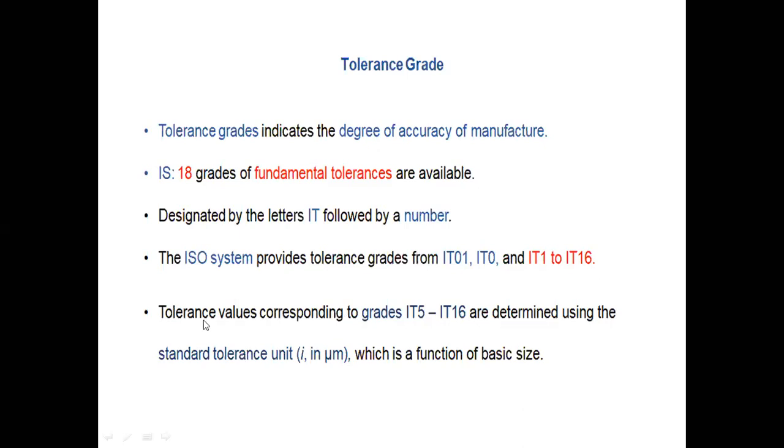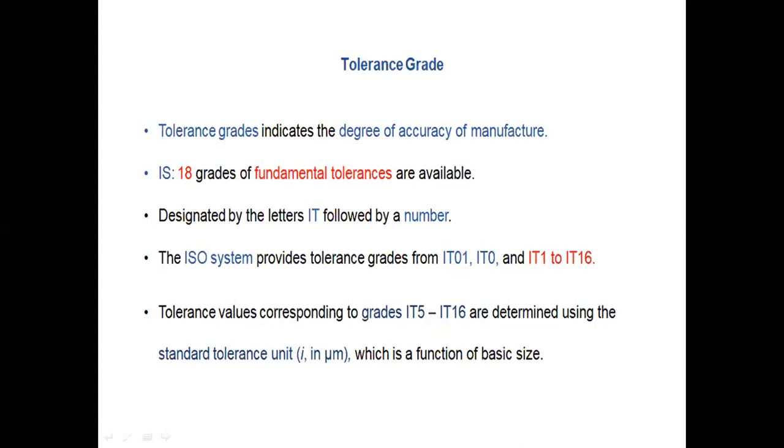And the tolerance values corresponding to IT5 to IT16 are determined using the standard tolerance unit i. The standard tolerance unit is i, which is usually indicated in terms of microns, and it is a function of the basic size. What is this IT1, IT16? What will be the tolerance value? How to calculate this? For that we have to use the tolerance unit i.